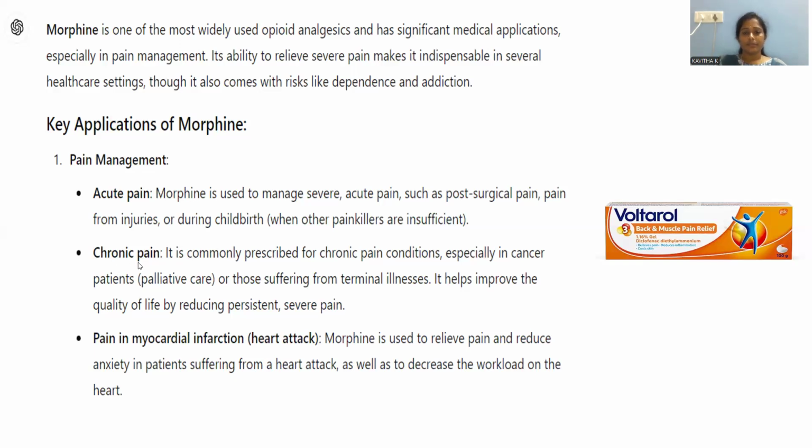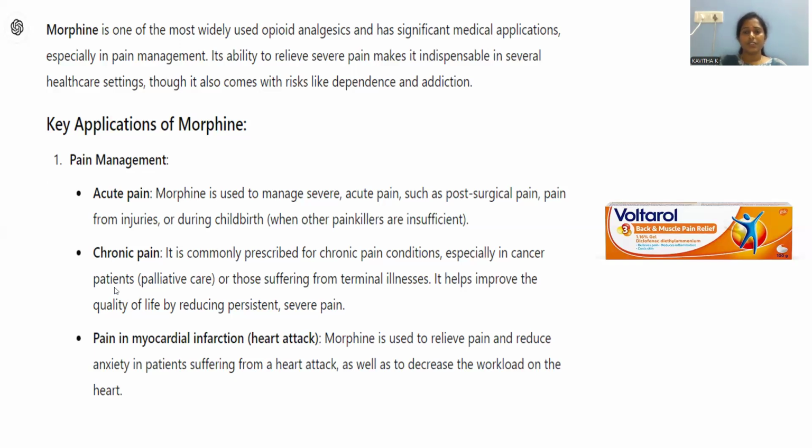Chronic pain. Chronic denotes what? It is a severe illness, a long term illness, and it is very difficult to go for a cure for that, which is called chronic pain. It is commonly prescribed for chronic pain conditions, especially in cancer patients.